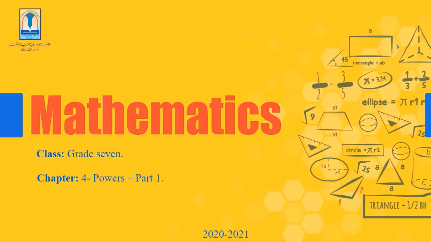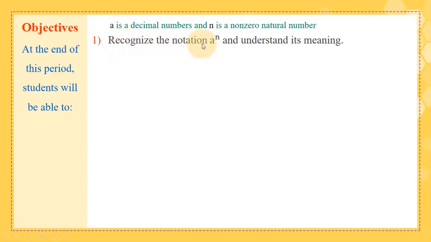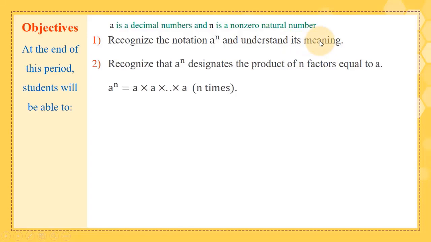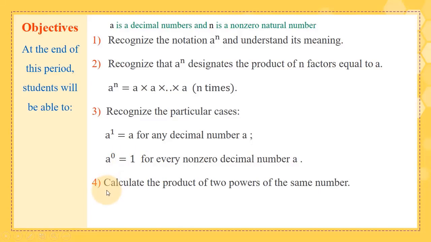Good morning. We're going to start with Chapter 4 Powers, Part 1. Objectives. Recognize the notation A exponent n and understand its meaning. Recognize that A exponent n designates the product of n factors equal to A. Recognize the particular cases A exponent 1 equals A and A exponent 0 equals 1.